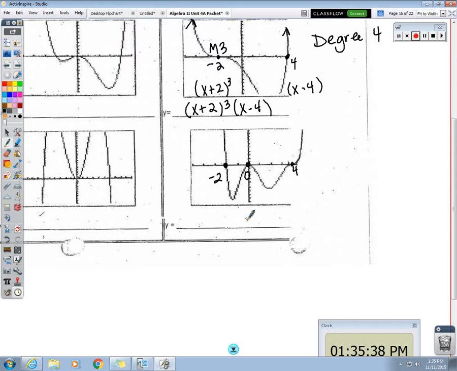special, any multiplicity? A bounce, which is a multiplicity of 2, and a flatten out, which is a multiplicity of 3. So the factor for the negative 2, what would it look like? X plus 2. The factor for the bounce at 0 would be x squared, and the factor over here?